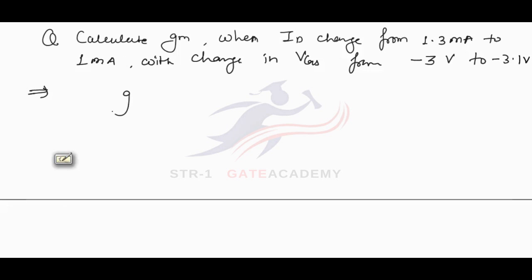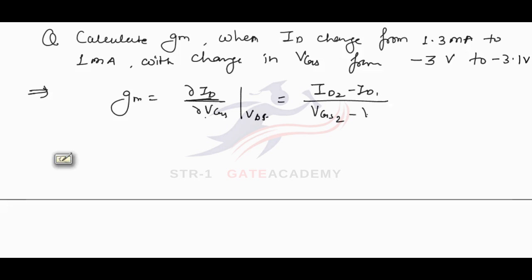Transconductance Gm. We know that transconductance Gm is equal to del ID upon del VGS at constant VDS. Using this equation, I can write the change in ID as ID2 minus ID1, and the change in VGS as VGS2 minus VGS1. ID2 is 1 milliampere and ID1 is 1.3 milliamperes, while VGS2 is minus 3.1 volt and VGS1 is minus 3 volt. So minus of minus 3 volt.